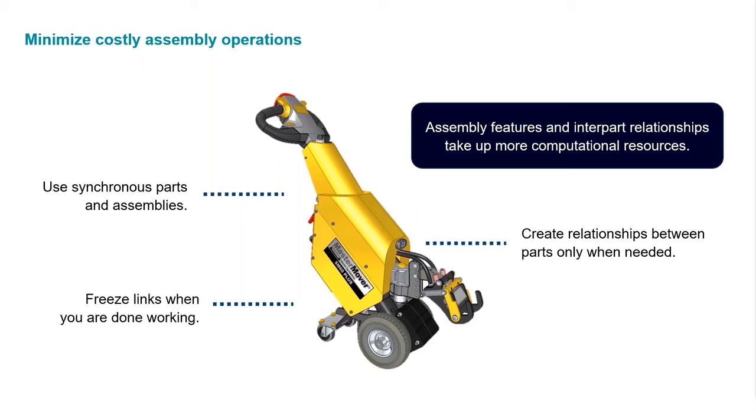Another thing is inter-part relationships. They're also very costly for some of the same reasons. So this is one of the reasons why synchronous parts, specific to Solid Edge, and assemblies are recommended for better performing assemblies. You can create relationships between parts in an assembly only when needed, without associative links. If you do need the link, you can consider freezing that when you're done working with an area of the assembly to help further improve performance.